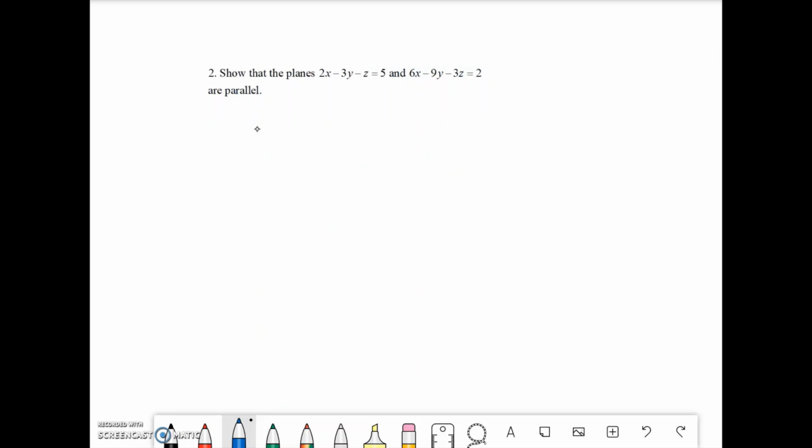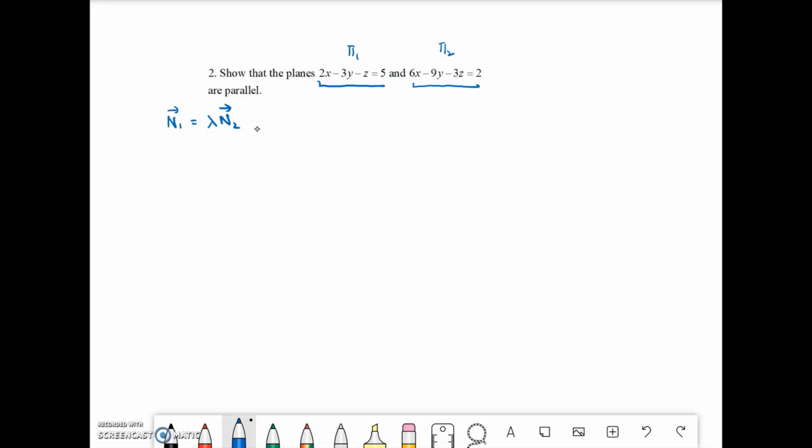Show that the planes 2x minus 3y minus z equals 5, which we denote as plane 1, and 6x minus 9y minus 3z equals 2, which is plane 2, are parallel. So as I said earlier, in order to show that the planes are parallel, we have to make sure that normal vector 1 is equal to lambda times normal vector 2. So in order to do this, we have to identify the normal vector for each plane.